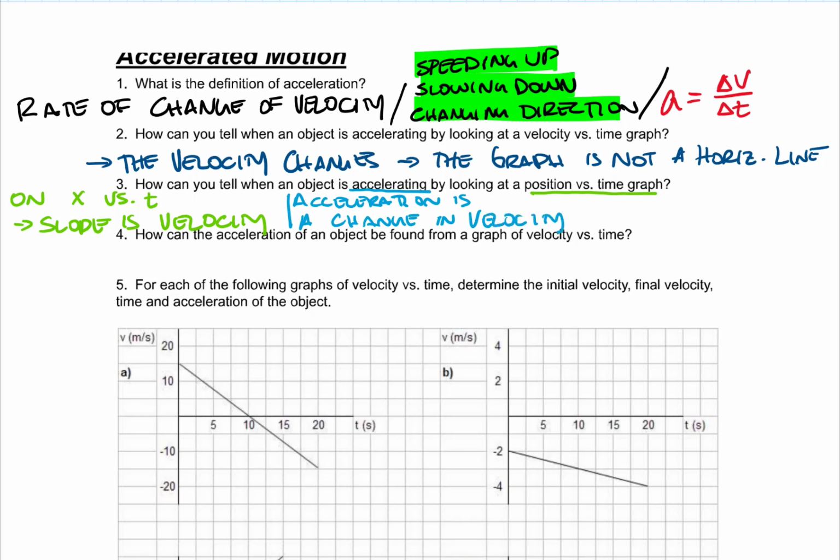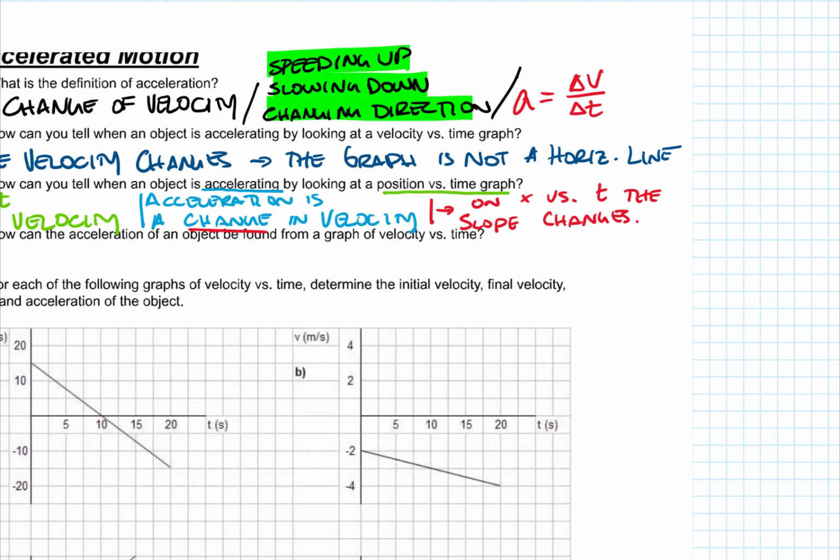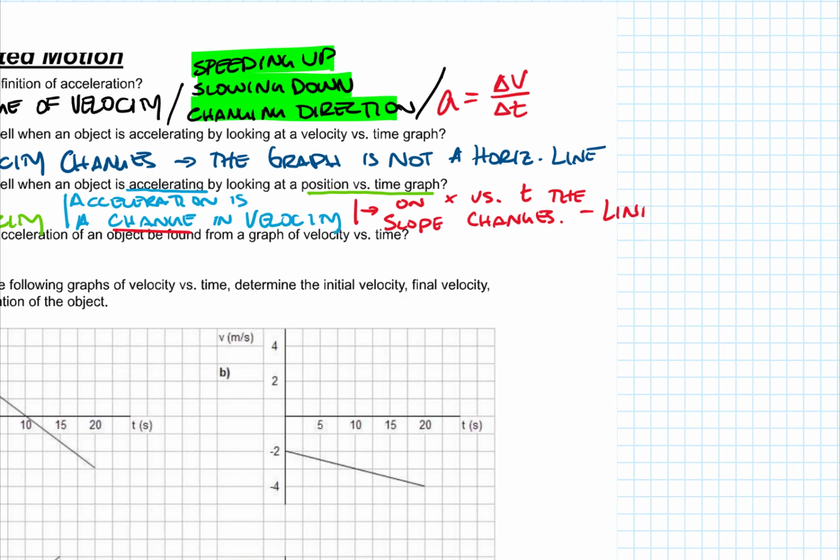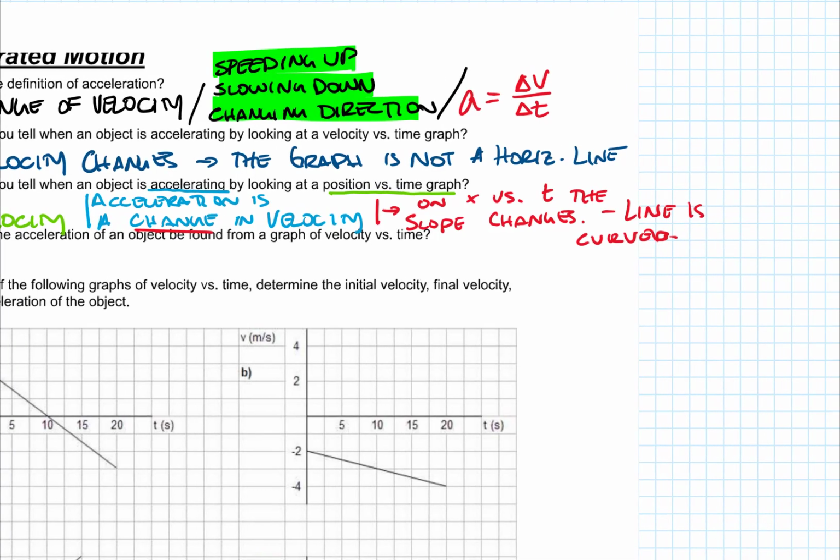And yeah, I wanted to write that down again. So on position versus time, slope is velocity. Acceleration is a change in velocity. This means on x versus t, the slope changes. If the slope changes, that means the line is curved. That's what it means to accelerate on a position versus time graph. Anytime we see a curved line on position versus time, we are accelerating.